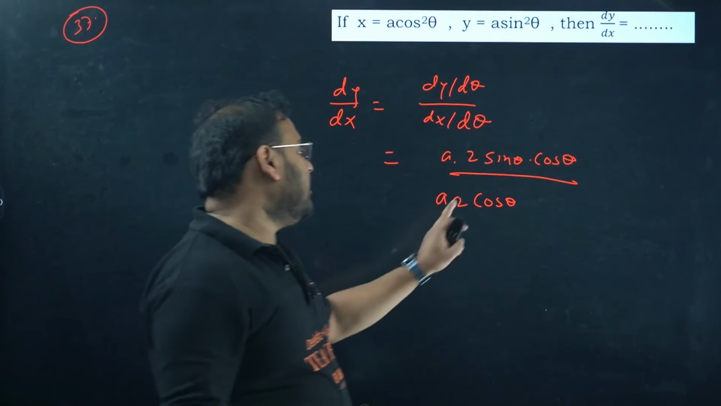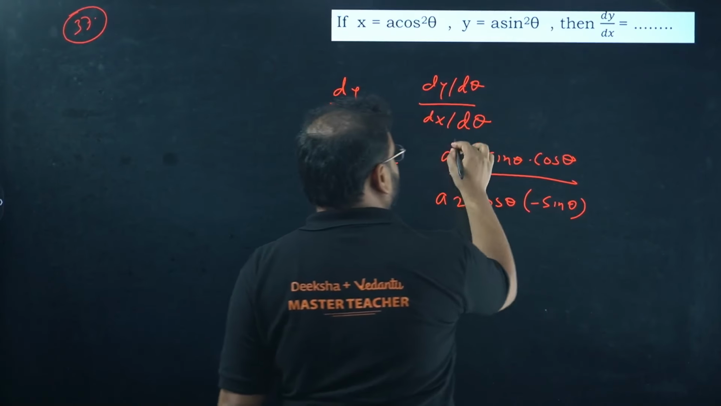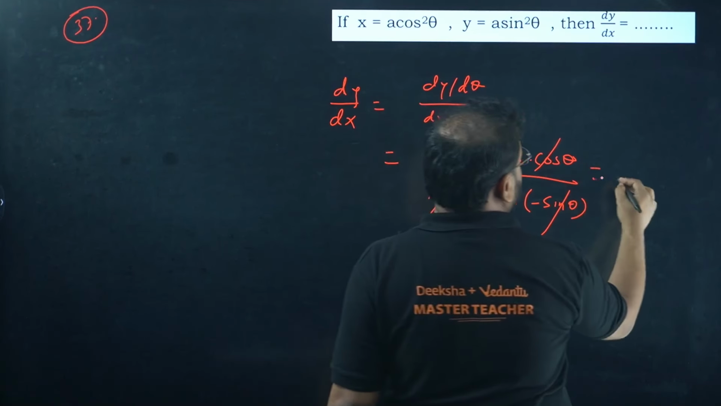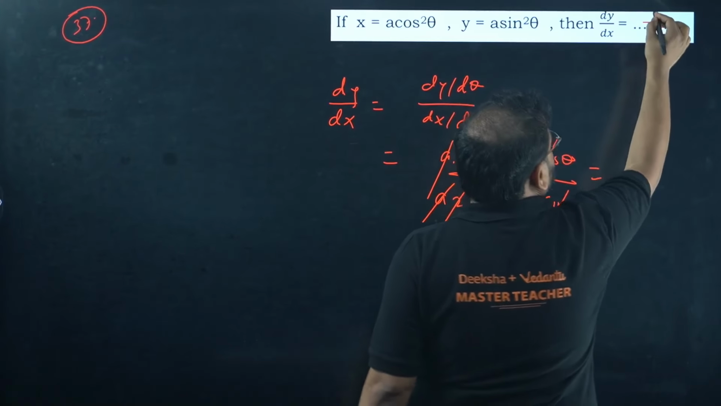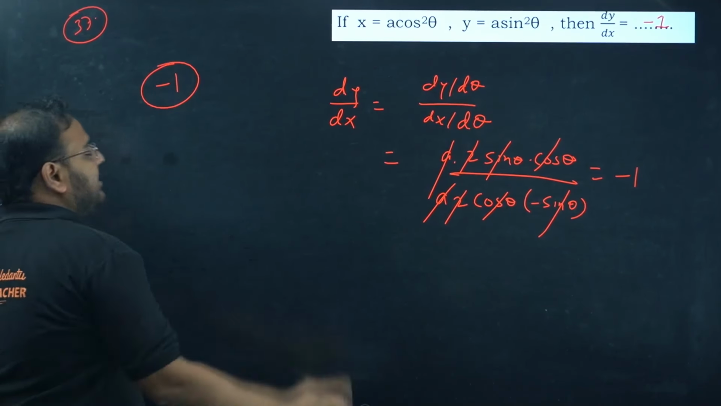Apply the chain rule now. Derivative of cos is minus sine theta. So a cancels, 2 cancels, sine cancels. This also cancels. Answer is coming as minus 1. What's the answer? Minus 1.